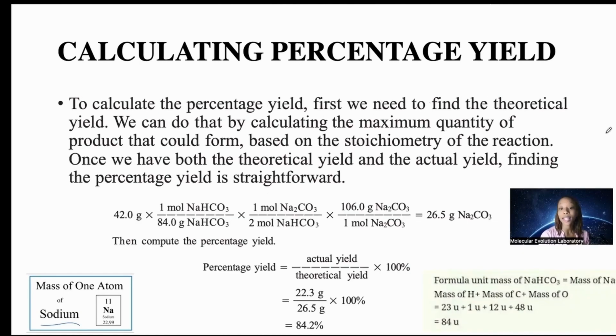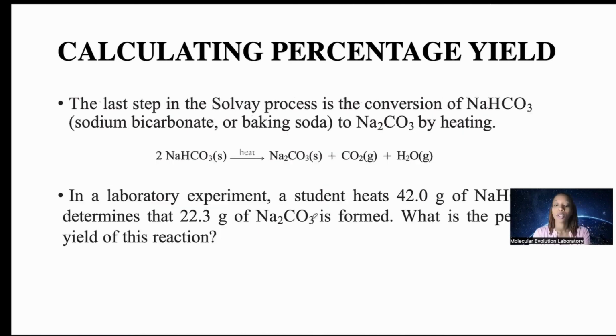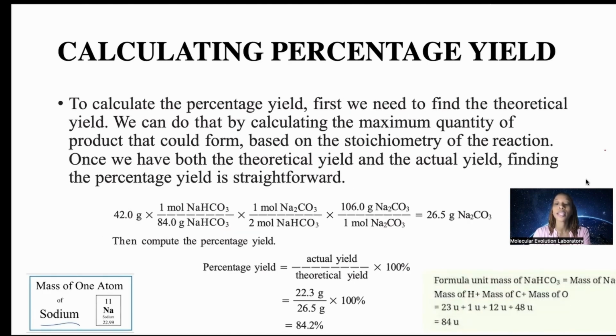So again, to calculate the percentage yield, we need to find the theoretical yield, because we already have the actual yield, which is 22.3. To find the percentage yield, you'll have to find the theoretical yield. So we can do this by calculating the maximum quantity of the product that can be formed based on the stoichiometry of the reaction. Once we have both the theoretical yield and the actual yield, finding the percentage yield is straightforward because it is basically dividing the actual yield by the theoretical yield.